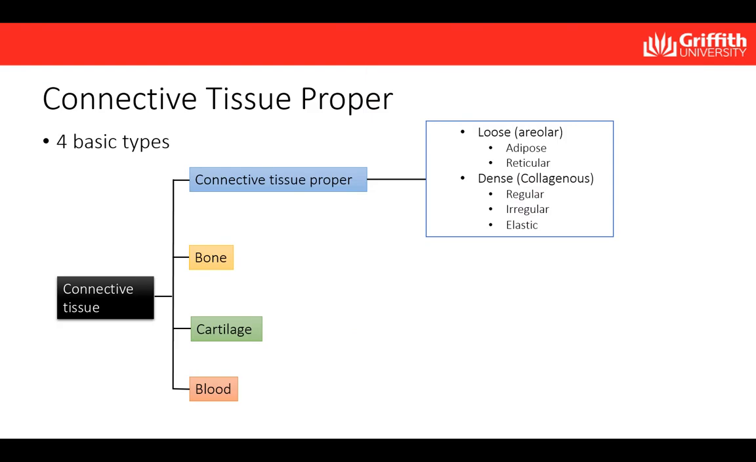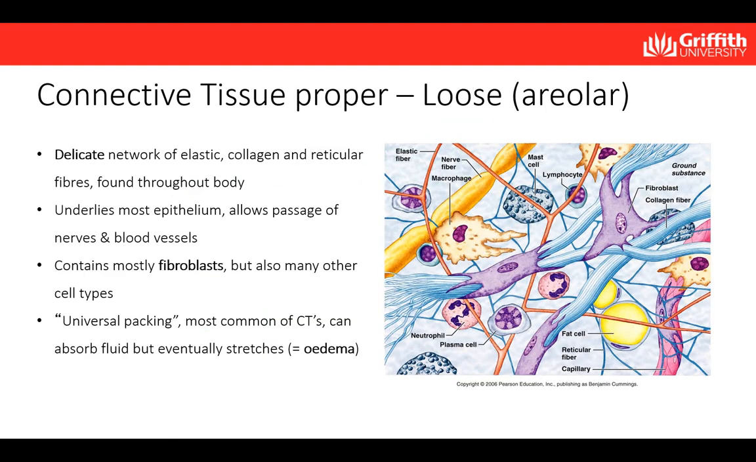Connective tissue proper is subdivided into loose connective tissue and dense connective tissue, and we'll explore those a little bit more now. Loose connective tissue is a delicate network of three fiber types: elastic, collagenous, and reticular fibers. Loose connective tissue can be found almost in every part of our body. It is situated under the layer of epithelial cells covering an organ or tissue.